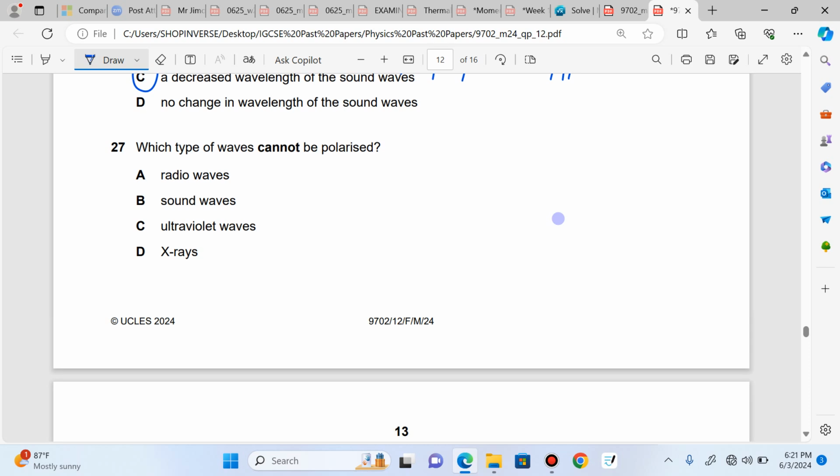27. Which type of waves cannot be polarized? Longitudinal waves cannot be polarized. All longitudinal waves. Sound wave is a longitudinal wave, hence sound wave cannot be polarized.